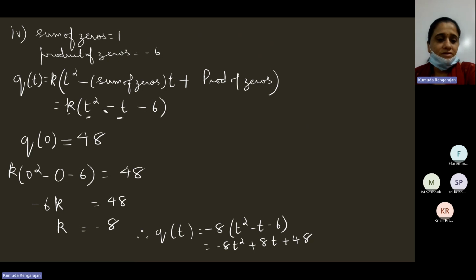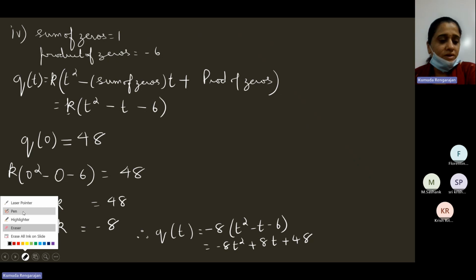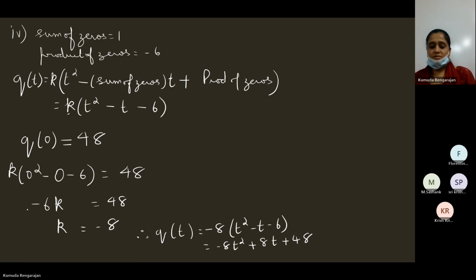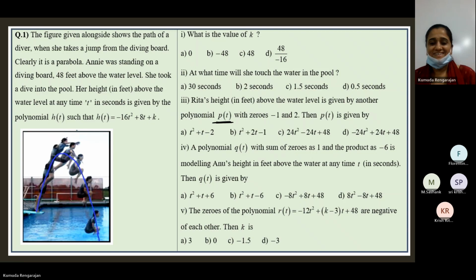And the last one was different. The last one was, if the zeros are negatives of one another, find the value of k.